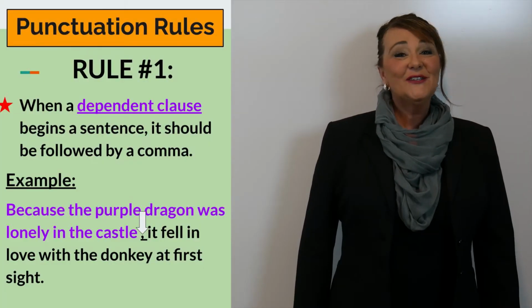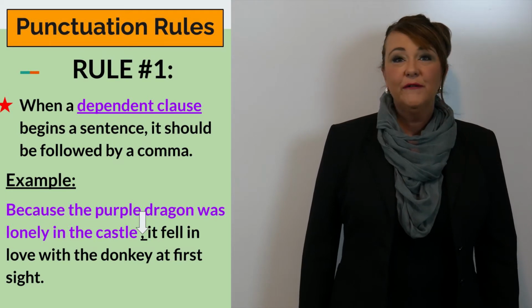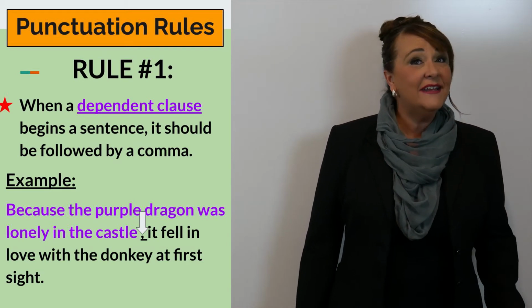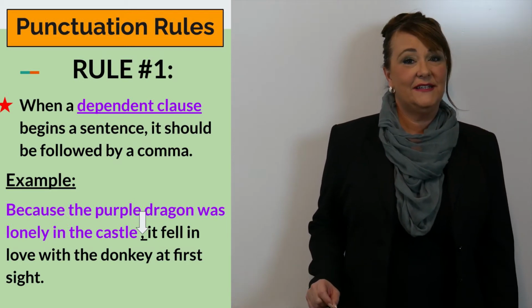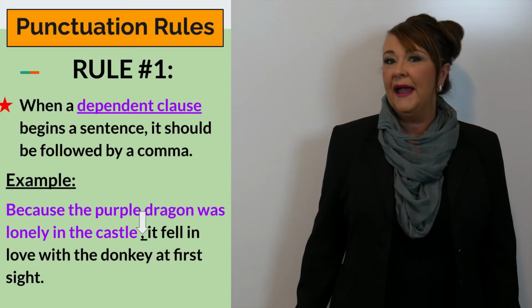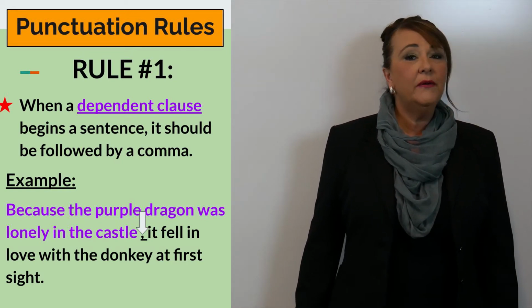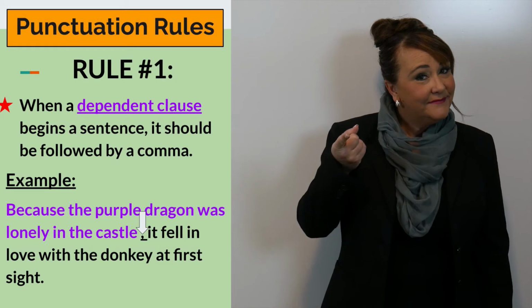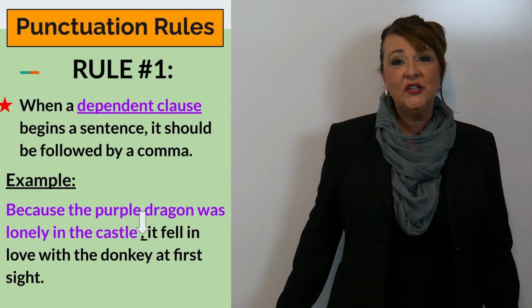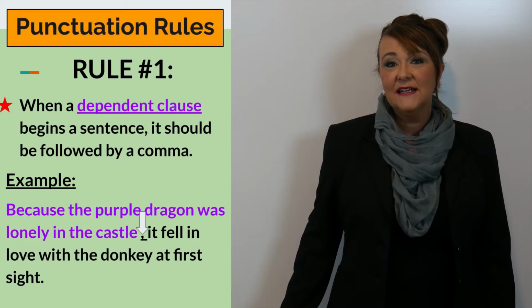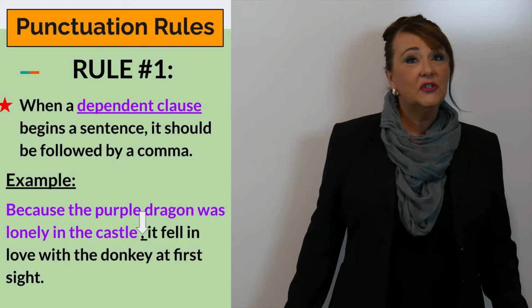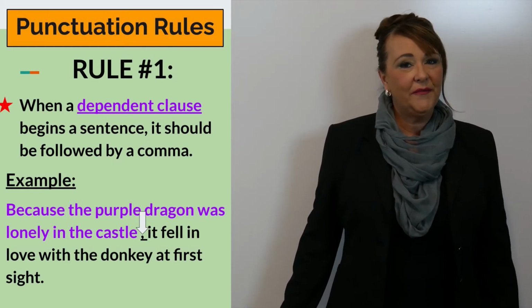write good, complex sentences. So the first punctuation rule is this: when a dependent clause begins the sentence, it should be followed by a comma. The example: because the purple dragon was lonely in the castle, it fell in love with the donkey at first sight. That dependent clause began the sentence, so we did use a comma.